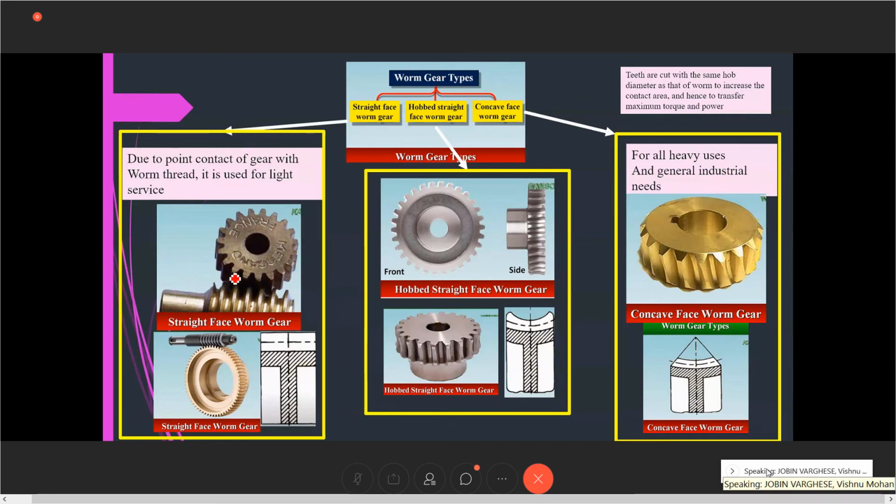Okay, sir. Another question: what type of worm gears are used in indexing mechanisms in gear cutting? Can you repeat the question? I didn't hear it clearly. Okay, sir. What type of worm gears are used in indexing mechanisms in gear cutting?